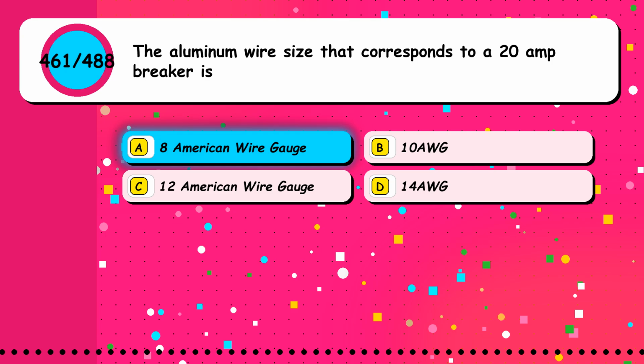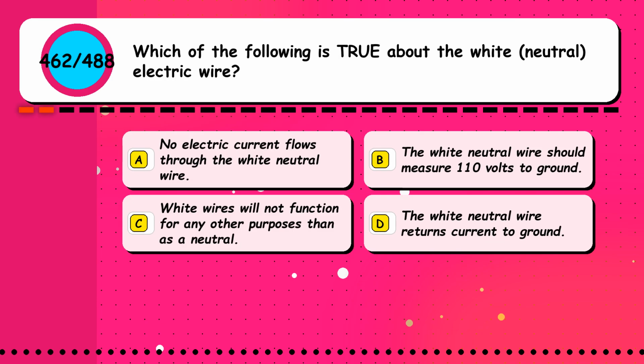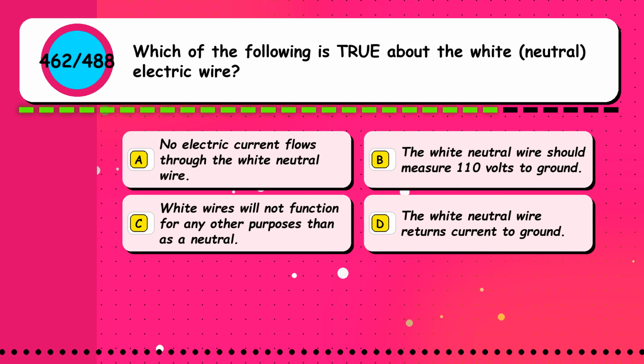The correct answer is option A, 8 American wire gauge. Correct answer, 10 AWG. Question 462. Which of the following is true about the white, neutral, electric wire? Option A, no electric current flows through the white neutral wire. Option B, the white neutral wire should measure 110 volts to ground. Option C, white wires will not function for any other purposes than as a neutral. Option D, the white neutral wire returns current to ground.